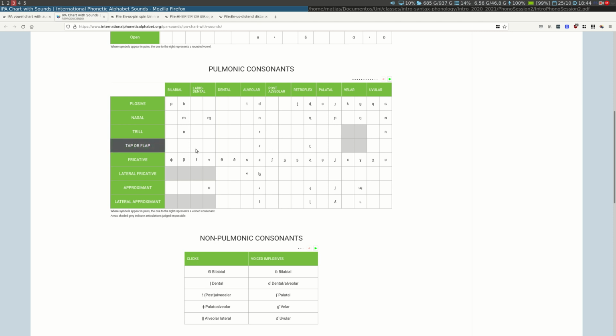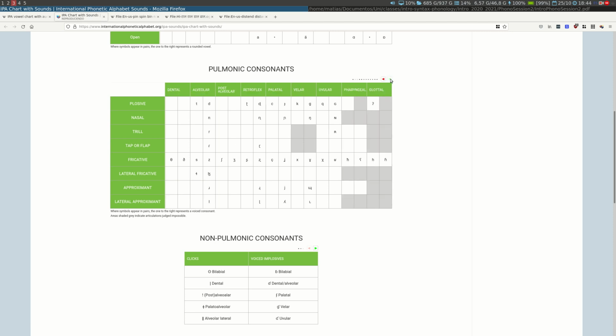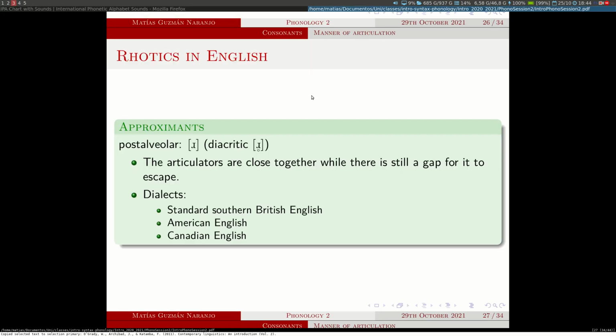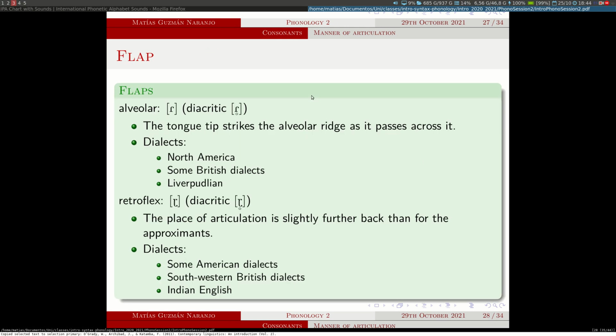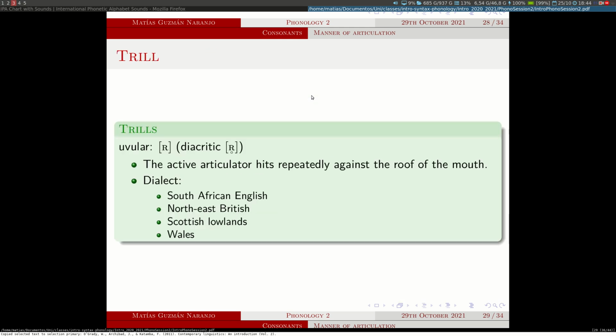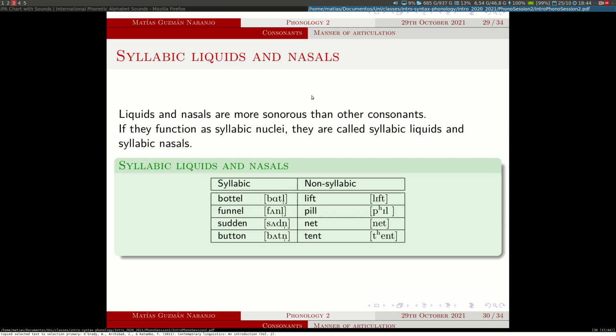And you also have a tap or a flap, which is only one tap. So while the trill is multiple times, the tap is just one tap. And you also have a retroflex version of the tap. Yeah, that's basically it. These are the flaps and the trills I just mentioned.